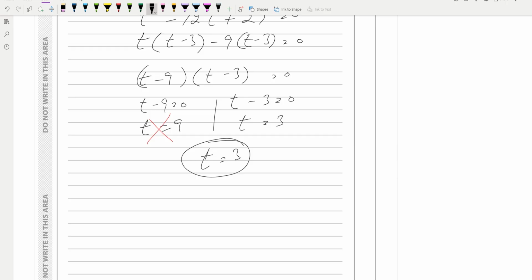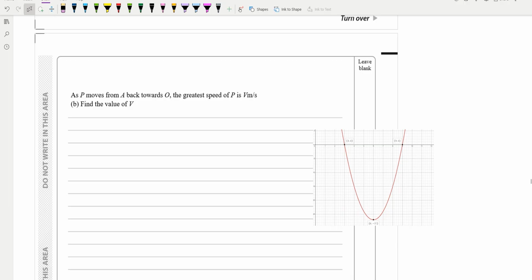Hopefully you got this. Now we can move to part B, and part B says: as P moves from A back towards O, the greatest speed of P is V meters per second. Find the value of V. This is not part of the question, I have just added it for your explanation. I will explain in a while.